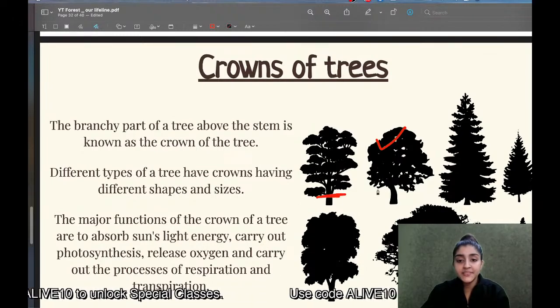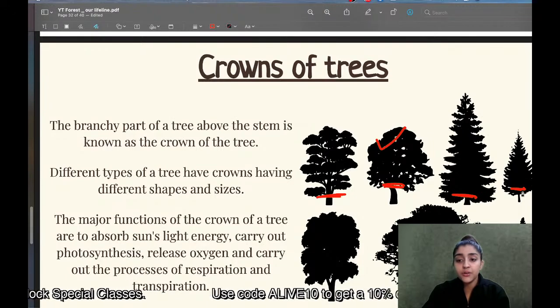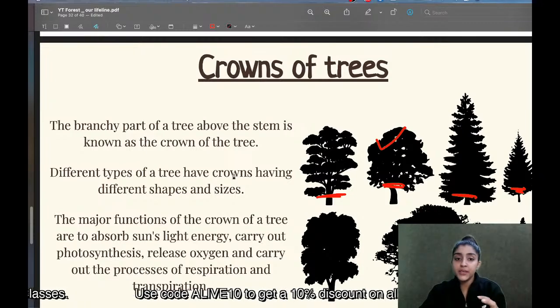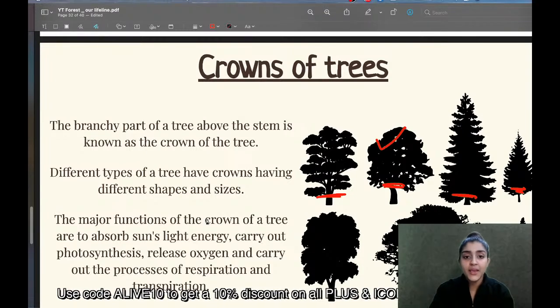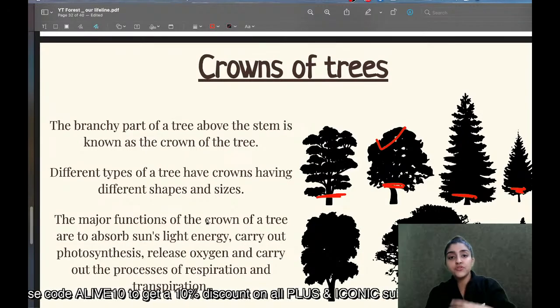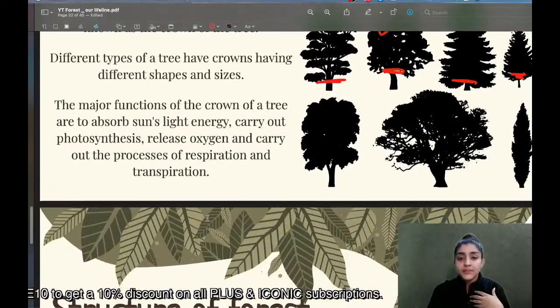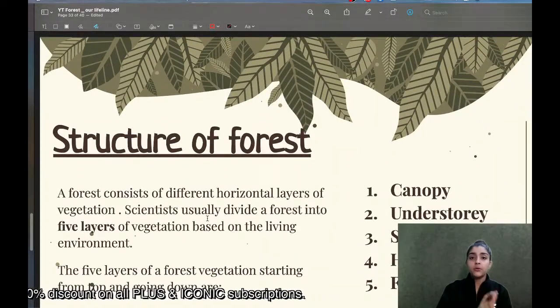Look, whatever part of the tree is above from here, that is known as the crown. So how can we pronounce that? The branchy part of a tree above the stem is known as the crown of the tree, right? And they can be of different shapes, sizes, heights, anywhere. Okay. So why did I explain the crown first?